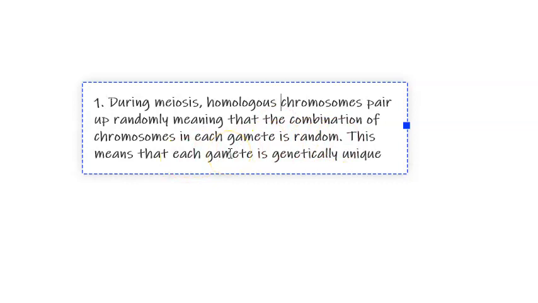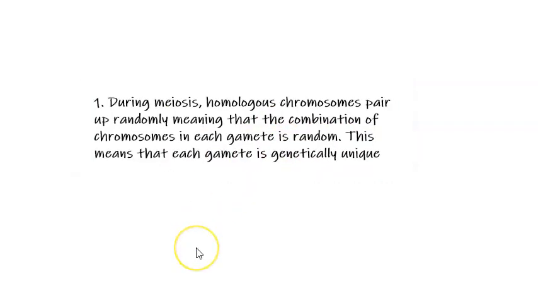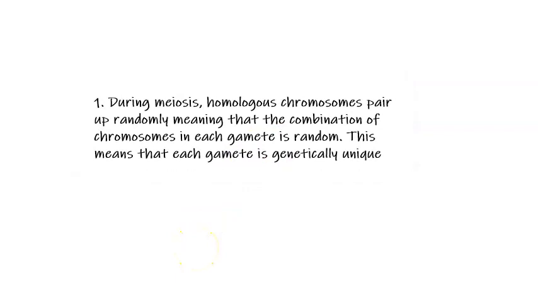This means, and this is the important thing that you just need to add, that each gamete is genetically unique. We don't need to go into a huge amount of detail, but as long as we're saying that each gamete is genetically unique, we know a little bit about the process, and that's fine. We don't need to go into too much detail at level 1. So that is the first form of variation that can come from meiosis.